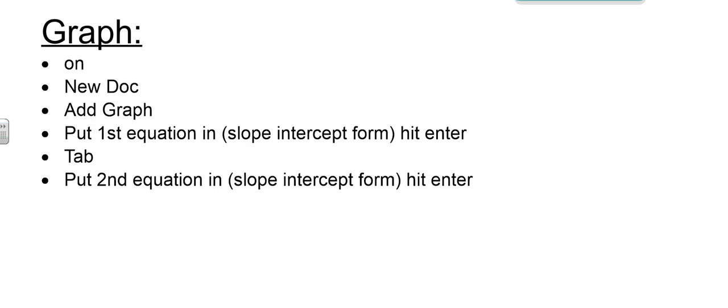So first, to graph. We're just worried about graphing those equations. You first click on New Document, Add Graph, put the first equation in. Remember, it has to be in slope-intercept form. Hit Enter, hit Tab, then put the second equation in. Again, it has to be in slope-intercept form, and hit Enter.